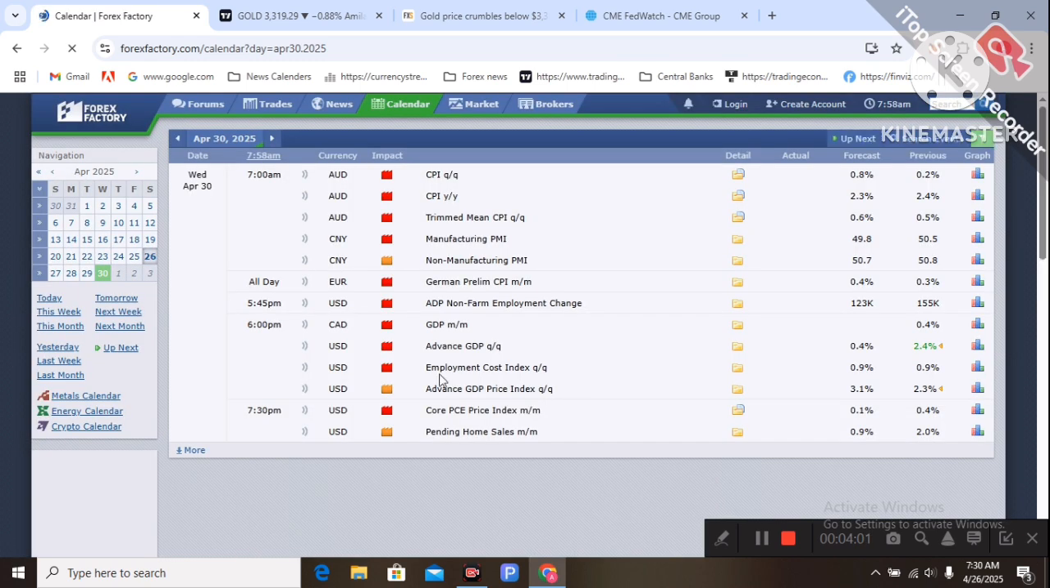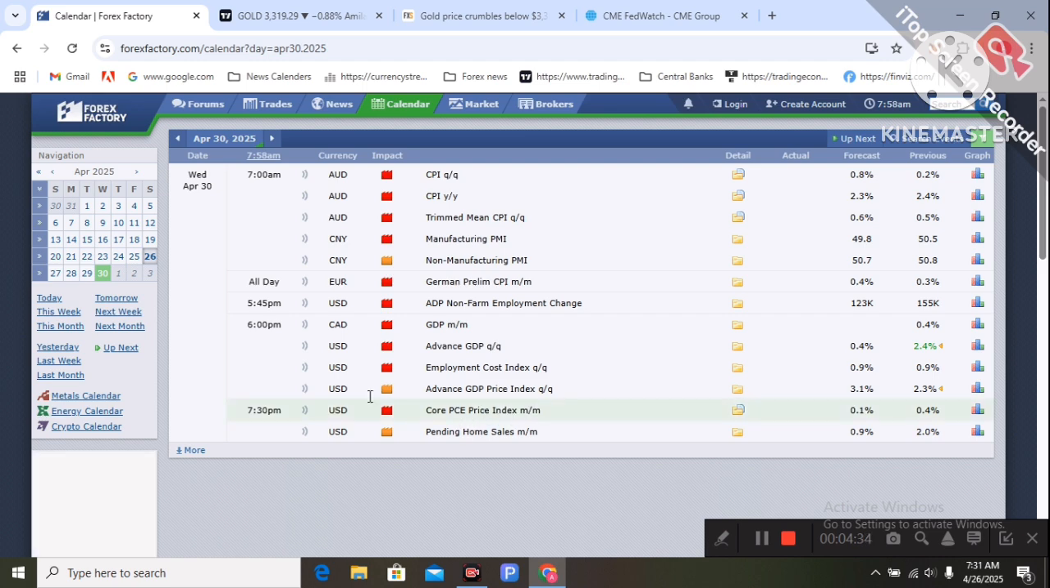The advanced quarterly GDP report is forecast to drop from 2.4% to 0.4%, and the core PCE price index is also forecast to drop. So next week's heavy economic data will decide whether the gold price pushes to the upside or the downside. The trade war is also continuing. Remember, gold is a safe haven asset. With market uncertainty and trade war uncertainty, gold demand will push to the upside.